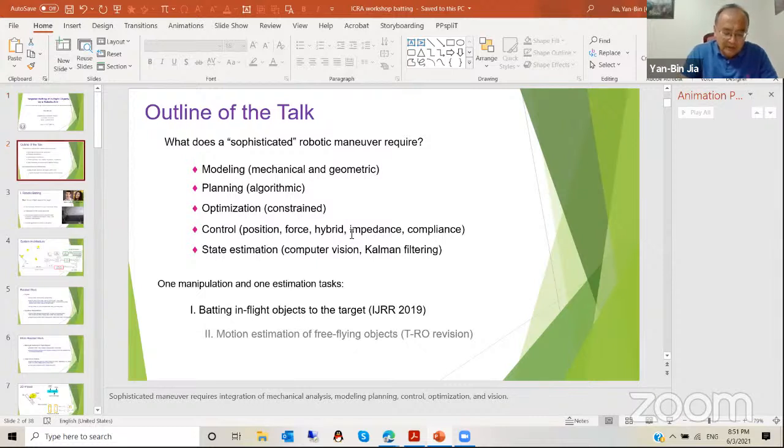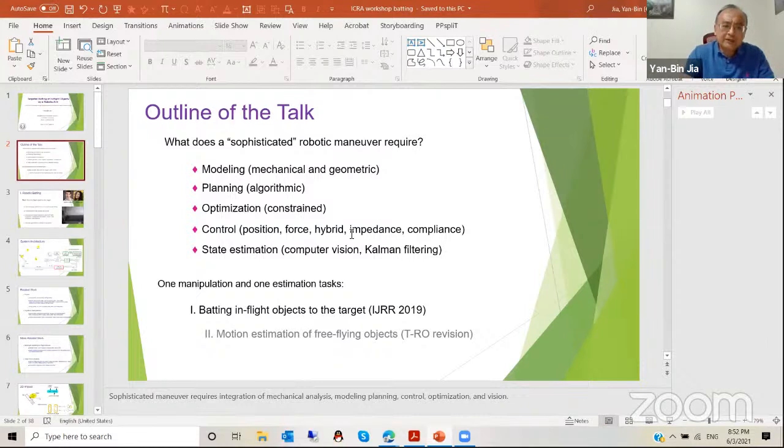Our focus in the past few years has been on sophisticated robotic maneuvers, such as batting and cutting deformable objects, vegetables, meats, and fruits. So what does a sophisticated robotic maneuver require? Well, you have to understand the mechanics behind as well as the geometry. Then you can do your planning, you plan the manipulation steps. So that's algorithmic. And you also do some kind of optimization, either optimize the energy or minimize the time of manipulation to make it faster, swift and more human-like.